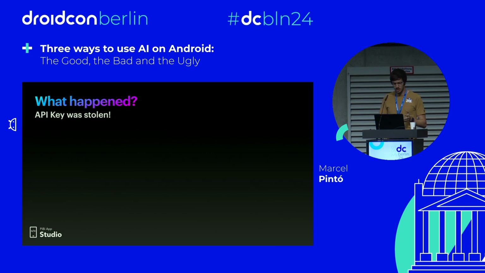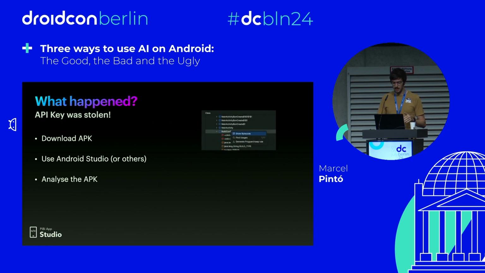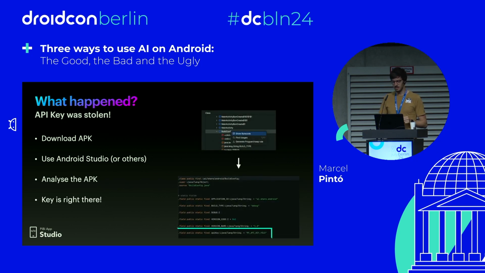Even if you use obfuscation, there are easy ways to reverse the software out there and find the API key that you stored in your APK. It's as simple as this: you download the APK from the Play Store, or from other places. Then you use Android Studio itself. There is other software as well, but with Android Studio it's super simple. You say analyze the APK, and then right there, in plain text, is your API key. So anyone can take it and use your credits, so you pay for it.